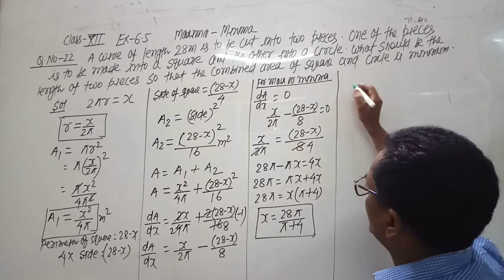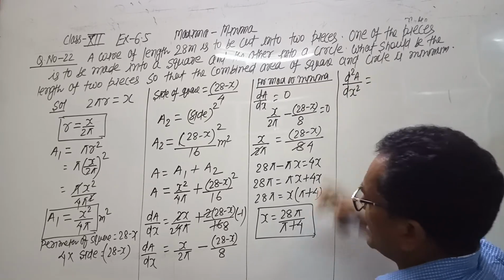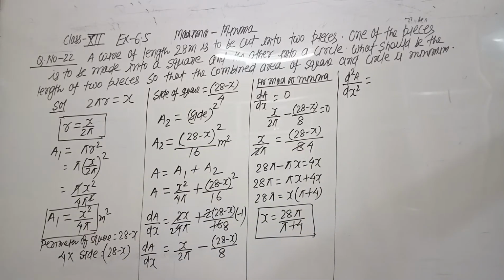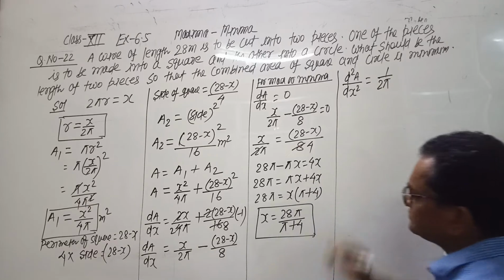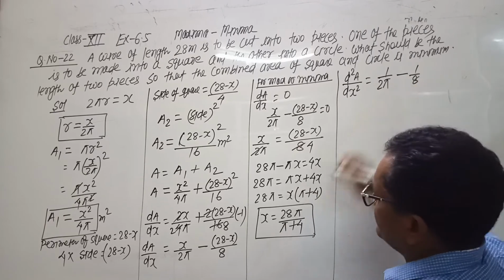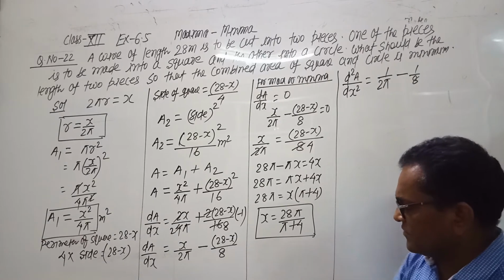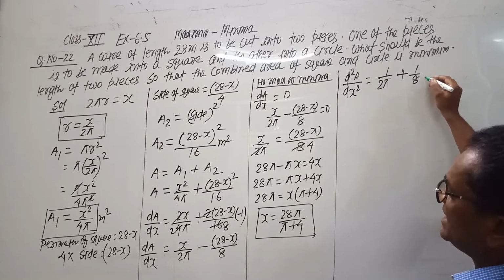Means d²A by dx² will be calculated. The differentiation of x comes to be 1. So we get 1 by 2π minus 1 by 8, and the differentiation of 28 minus x is 0 minus 1. So minus minus plus 1 by 8.